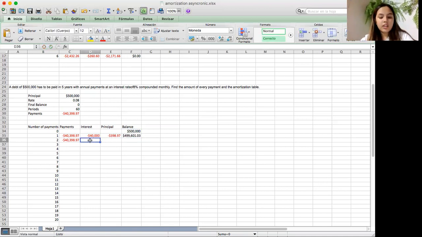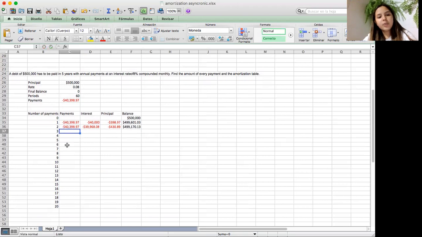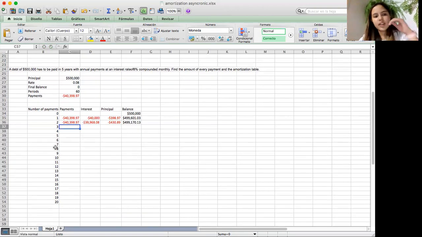Okay. Then we will repeat the same formulas in every period. That is minus the last balance times 0.08, then payment minus interest, and then the last balance plus the principal. And like this, you will repeat it 60 times.